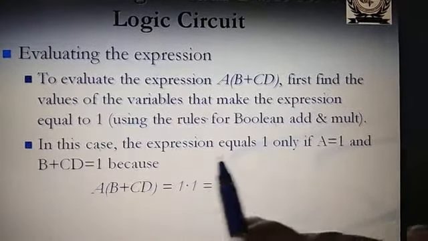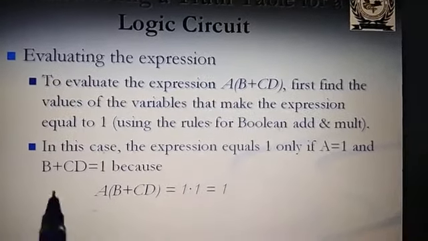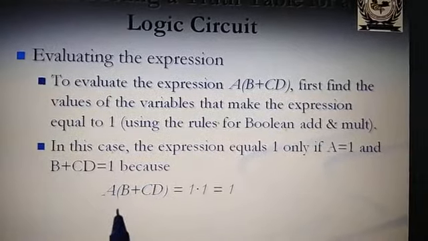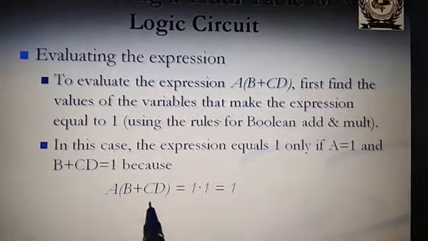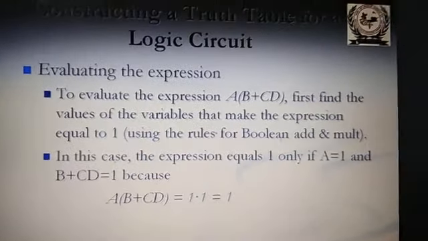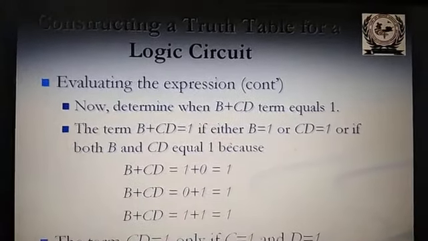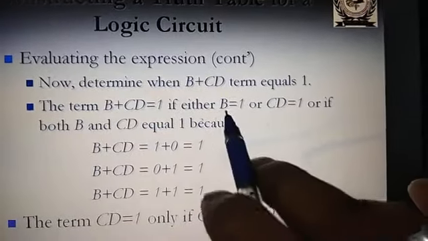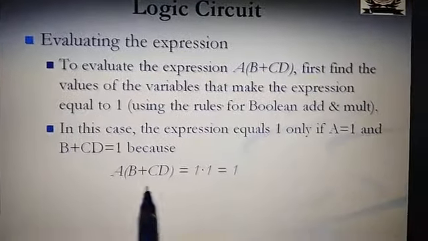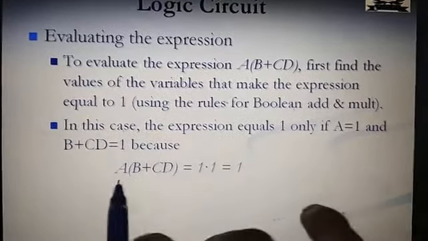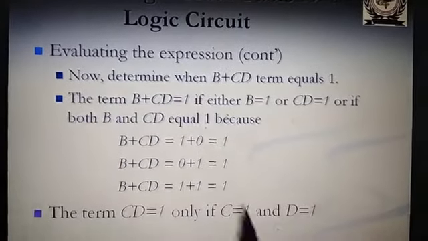In this case, the expression equals 1 only if A is equal to 1 and B plus CD is equal to 1. Step by step you can see, if A is equal to 1 and this bracket B plus CD is 1, then 1.1 will be equal to 1. Now, how does this B plus CD become 1? Because we have considered this complete expression equal to 1, A and this bracket should be 1. But how does this bracket, that is B plus CD, equal 1?